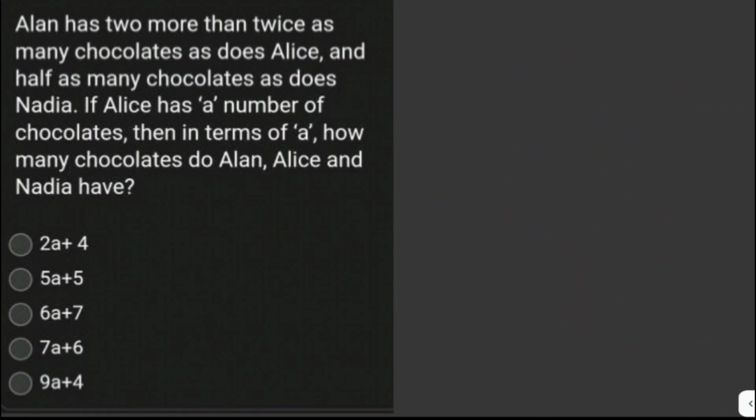Alan has more than twice as many chocolates as does Alice, and half as many chocolates as does Nadia. If Alice has A number of chocolates, then in terms of A, how many chocolates do Alan, Alice, and Nadia have? It's given here that Alice has A number of chocolates, and Alan has more than twice as many chocolates as does Alice.